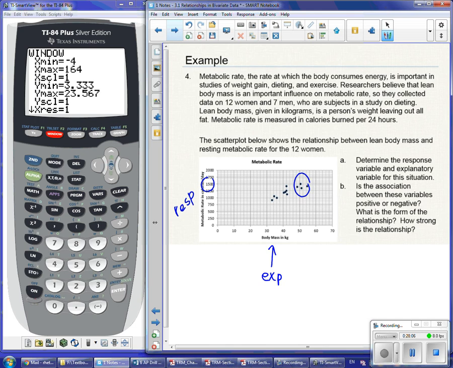It asks about the form. I think it's pretty clear that this is a linear association, and it's fairly strong. Or you could say it's moderately strong, but I do think it's definitely not weak.